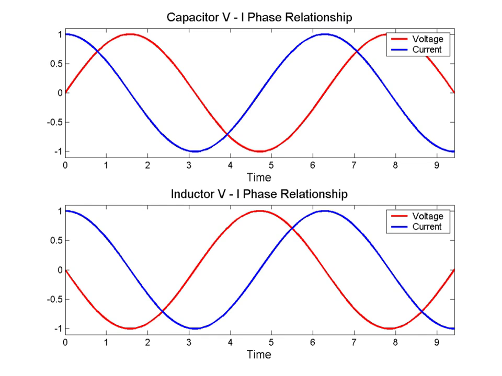Just as impedance extends Ohm's law to cover AC circuits, other results from DC circuit analysis, such as voltage division, current division, Thevenin's theorem and Norton's theorem, can also be extended to AC circuits by replacing resistance with impedance.